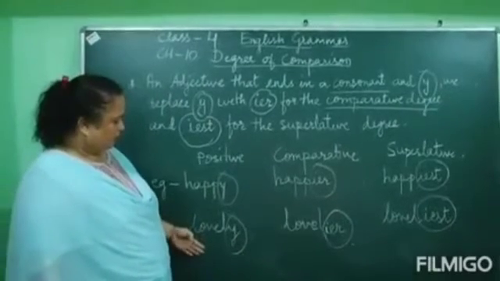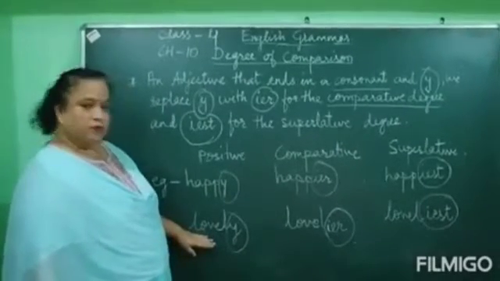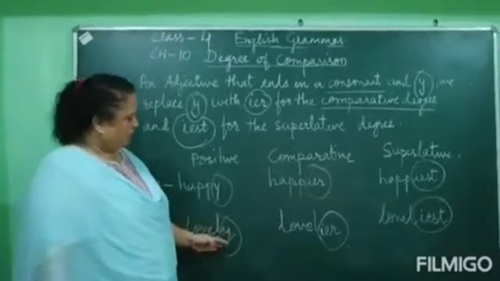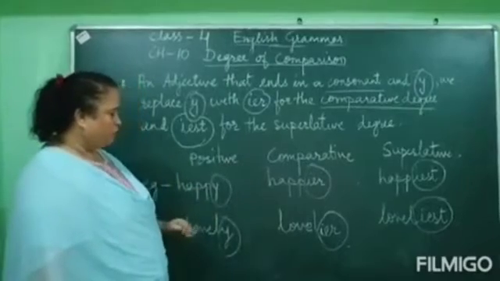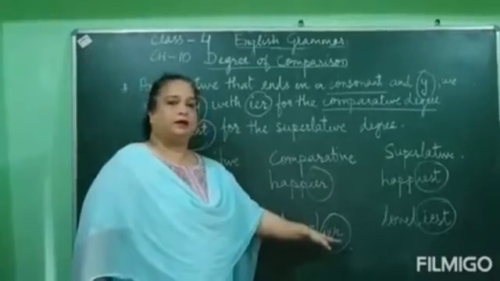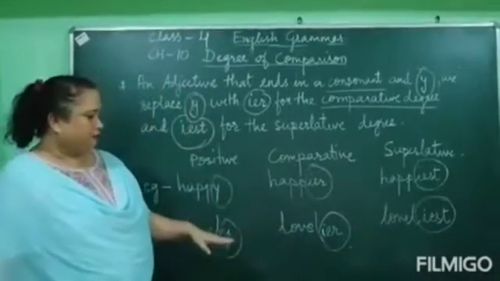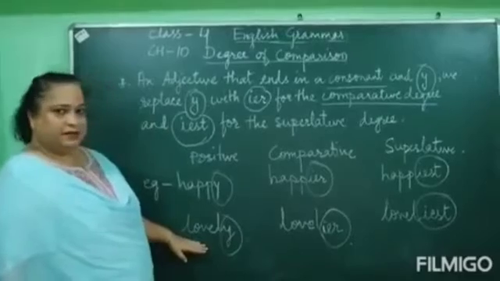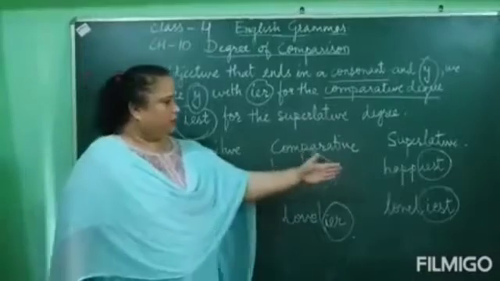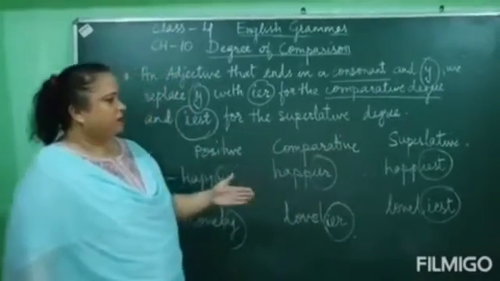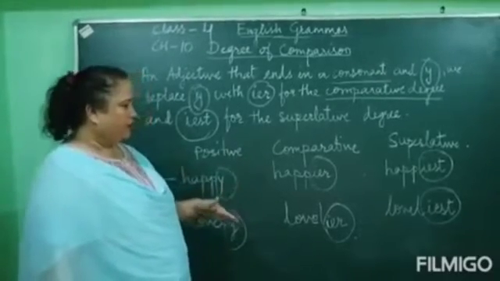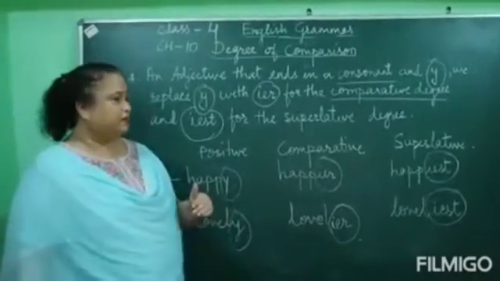Let us have a look at the second example. This is the positive form, lovely. It ends with a Y. So to change it into the comparative form, we remove the Y and replace it with IER, which makes it lovelier. So this flower is lovely, the rose is lovelier, and the third form, the superlative form, is loveliest. So what did we do? We removed Y and we added IEST.